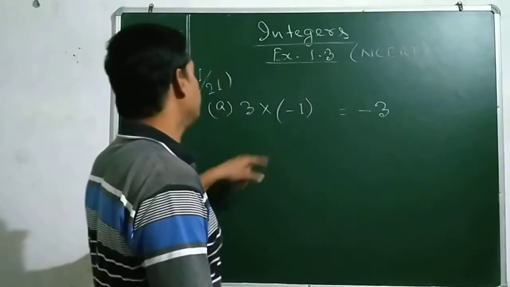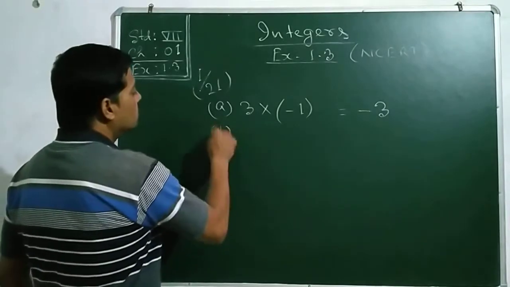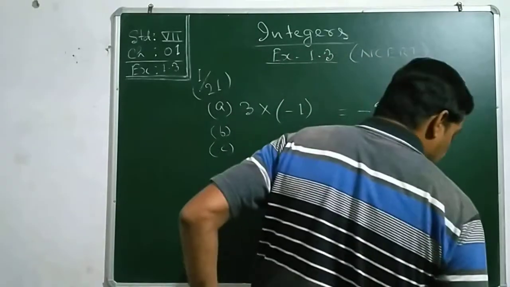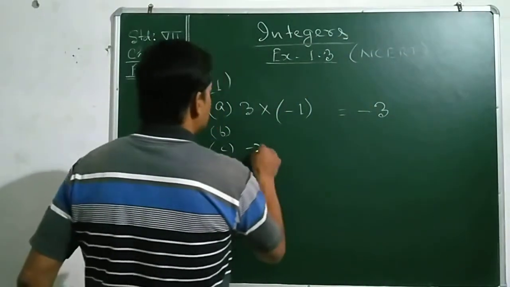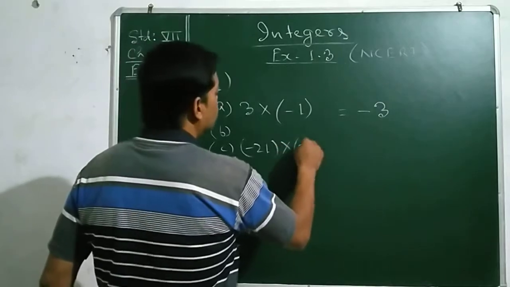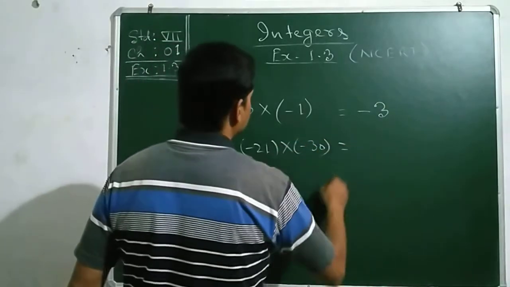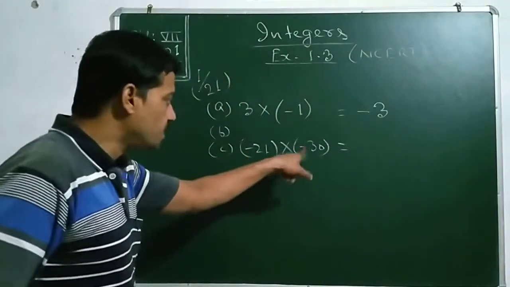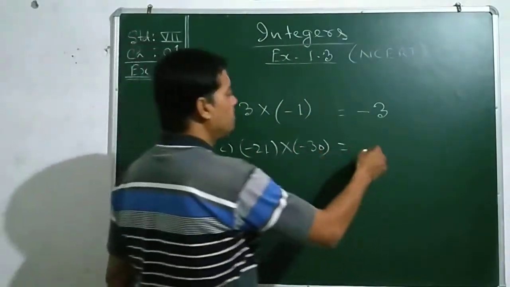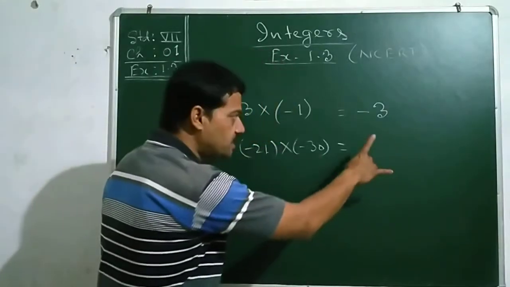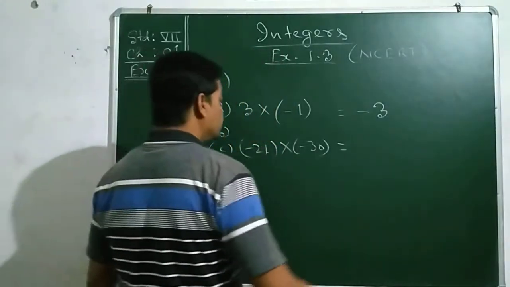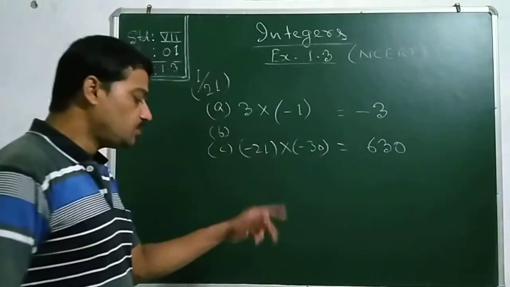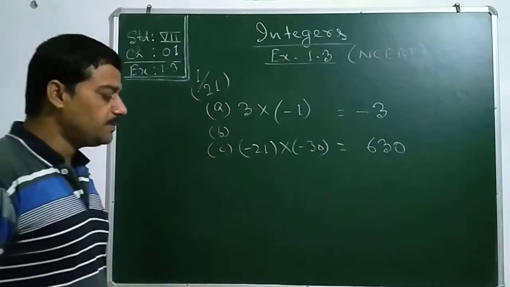In part C, let us discuss. Two negative integers are there, minus 21 and minus 30. Minus 21 into minus 30. See, negative number into negative number, as I had explained, will be a positive number, so we don't need to mention any sign here, and the result is 630, positive. Like that you will complete question 1.